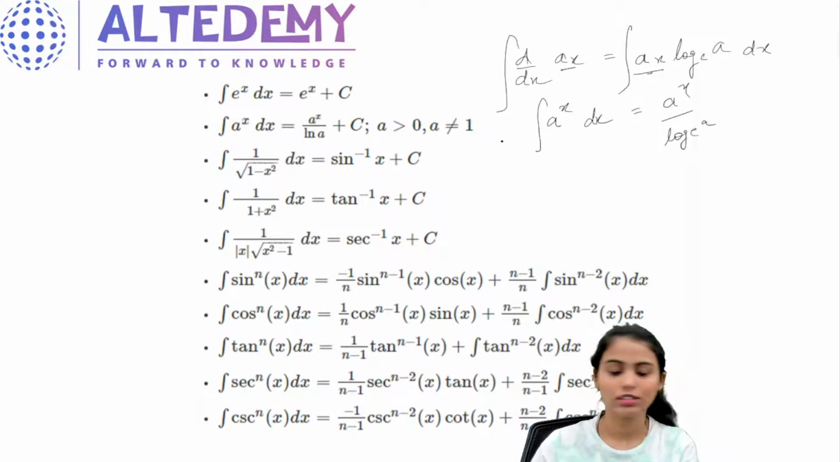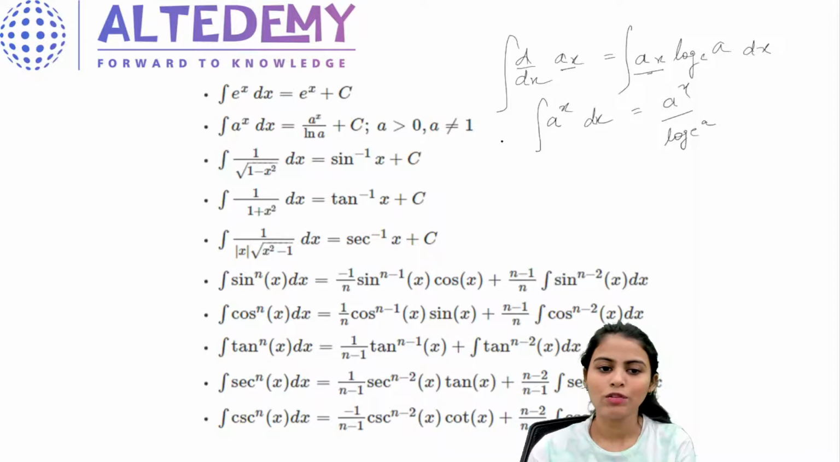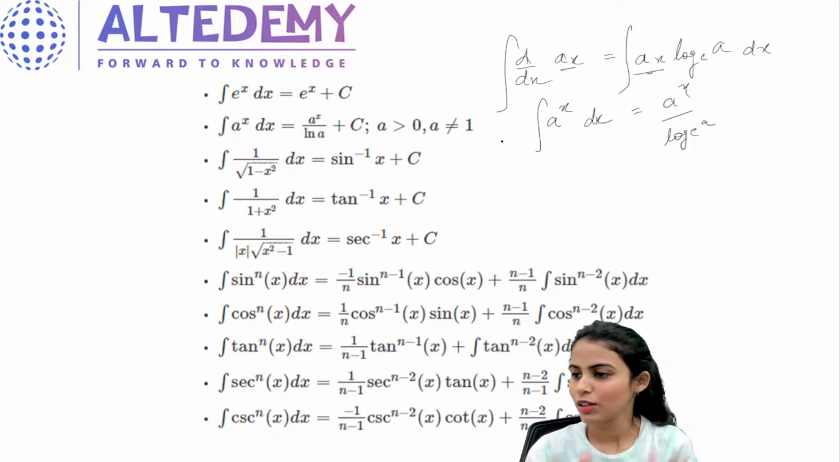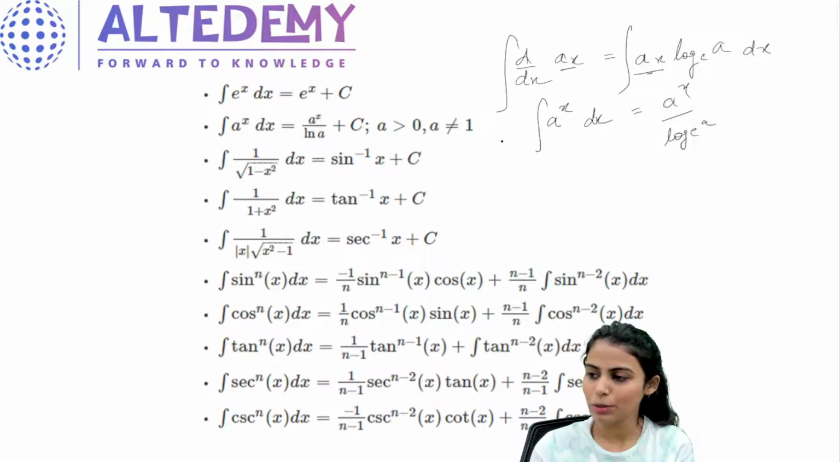Sine inverse x. 1 upon 1 plus x squared, tan inverse x. The integration of 1 upon 1 plus x squared gives tan inverse x, because the differentiation of tan inverse x, we already did that, is 1 upon 1 plus x squared.